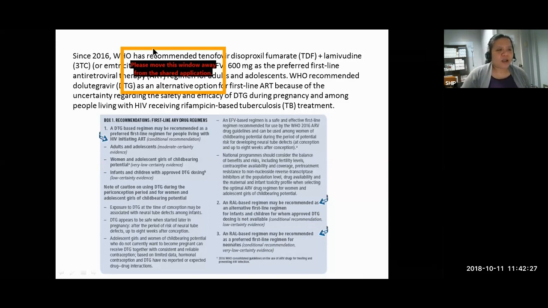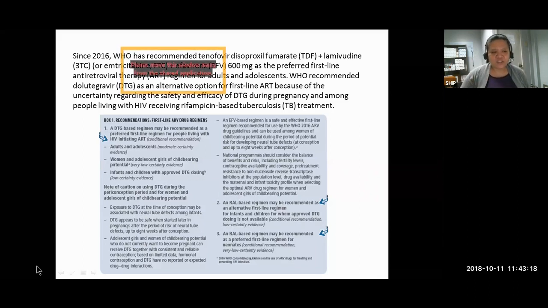ARV. So, background muna. Since 2006, the WHO has recommended TDF, 3TC, or FTC in some countries, plus efavirenz 600 milligram, as the preferred first-line ARV for adults and adolescents. However, recently, the WHO recommended dolutegravir as an alternative option for first-line ART because of the uncertainty regarding the safety and efficacy of DTG during pregnancy and among people living with HIV receiving TB treatment with rifampicin.